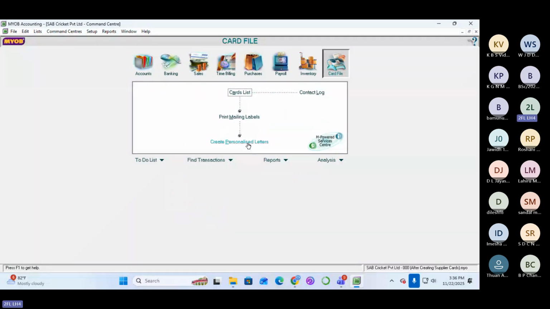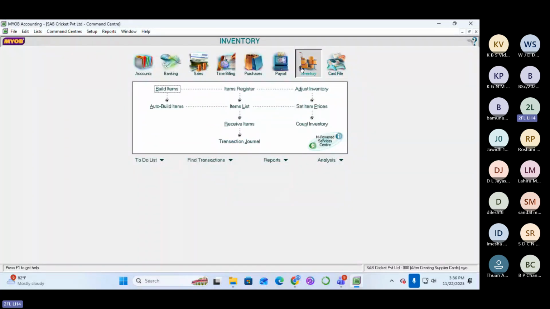So we will go to the inventory command center. Okay.